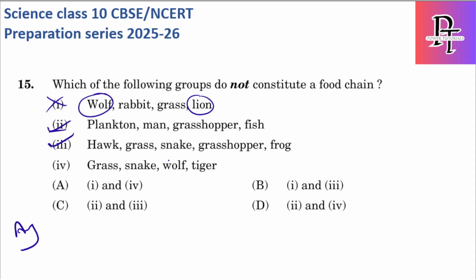What about grass, snake, wolf and tiger? I told you wolf and tiger and wolf and lion do not belong to the same chain, so this is wrong. Does not constitute a food chain, so it should be 1 and 4. If they constitute a food chain, then 2 and 3 are correct. Here they mentioned do not constitute, so it should be 1 and 4. Okay, because wolf and lion and wolf and tiger do not belong to the same chain.